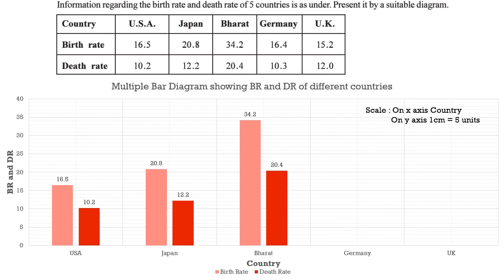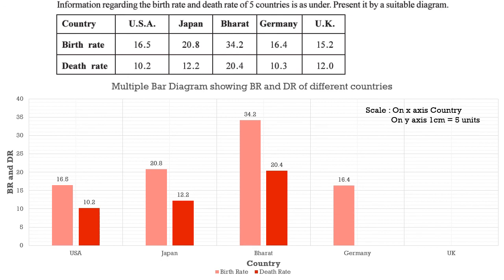Okay, these death rates and birth rates are out of 1,000 people. Okay, they are not percentages, they are out of thousands. So out of 1,000, 20.8 take birth and 12.2 die in Japan. Out of 1,000 people, 34.2 are born in a year and 20.4 die in a year in Bharat. So it is that kind of a calculation. You will study it in economics.